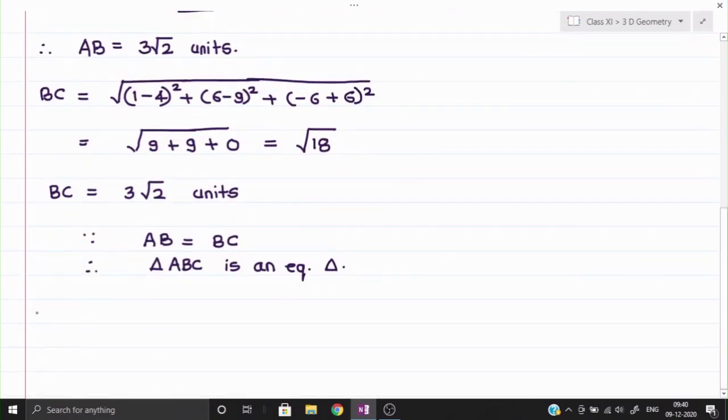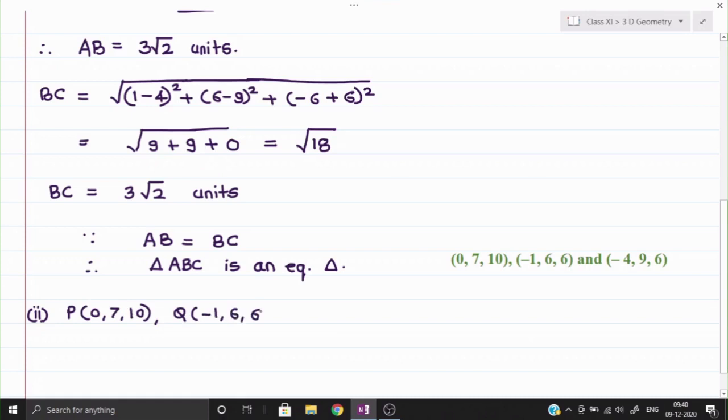First of all, we shall mark the second part here, and what are the given vertices that we can see. These are the given vertices to us. So we shall mark these three vertices as P, Q, R. First one is P (0, 7, 10), Q is (-1, 6, 6), and the third one is R (-4, 9, 6). Let us find out the three values.